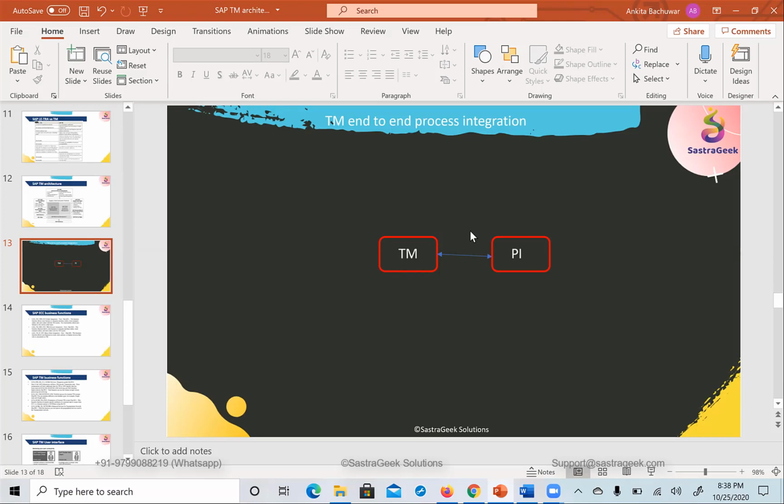Is it done to TM? Are you using it to, you're able to see it in TM, or it's a different system you are looking at? No, so the scenario is that my company wants to implement a standalone TM, okay? And let's say I'm running ECC.